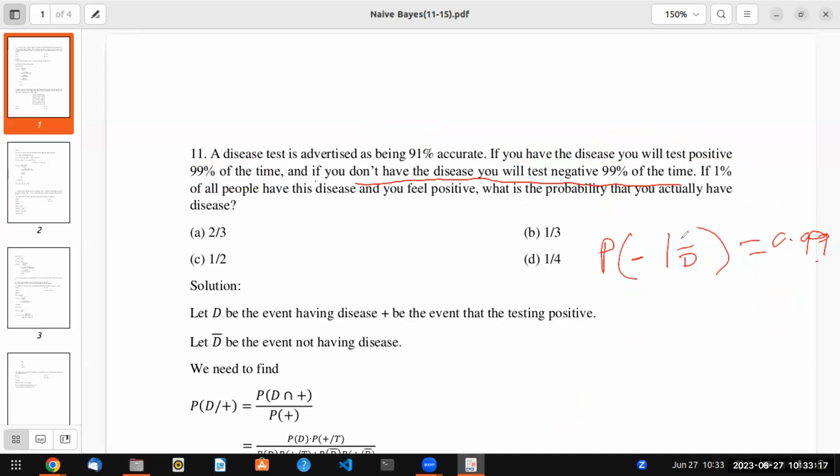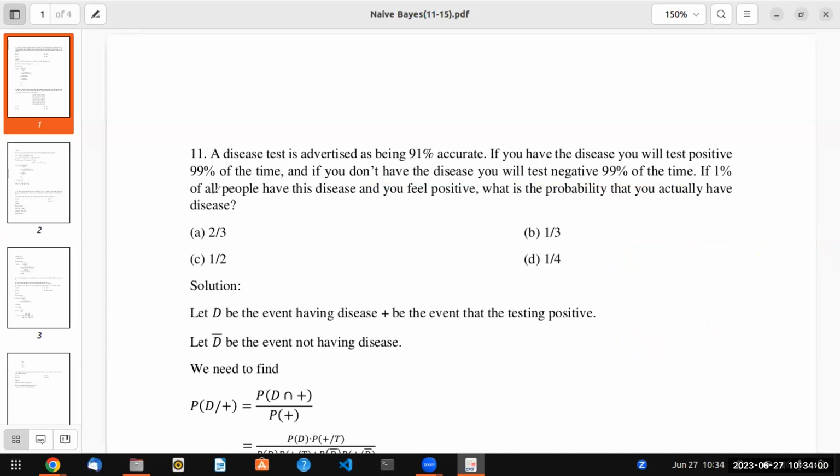Probability of being negative when you don't have the disease, 99% of the time. That means what? Probability of being negative when you have the disease, what is the chance? 0.01. Making sense? 99% of the time, if you don't have the disease, you will test negative. But there is a 1% chance, if you are unlucky, that you have the disease but you will test it as negative. Now, this is a dangerous scenario, isn't it? You have the disease, but you are tested as negative.